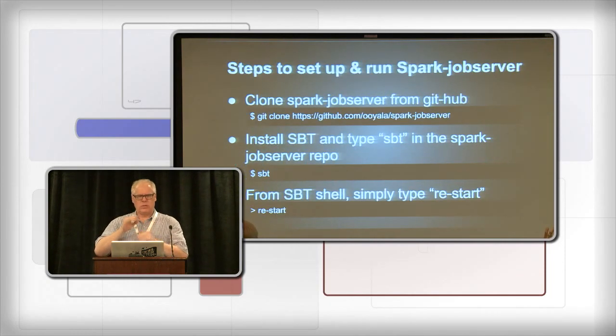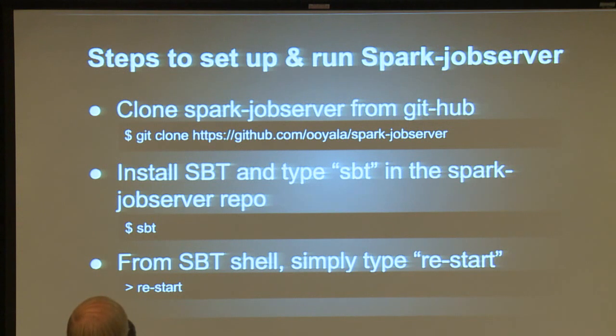So here are the simple steps that we need to take to set up and run a Spark job server. First, you can just clone the Spark job server from GitHub using this git command. Then install SBT if you haven't already, and type SBT in the Spark job server repo. And then from the SBT shell, simply type restart.